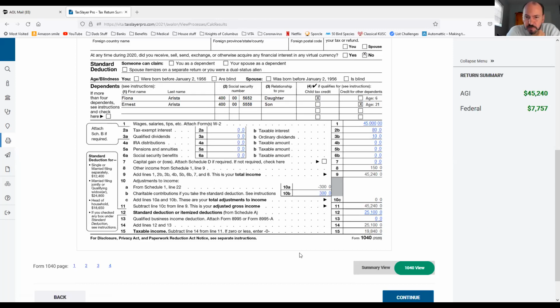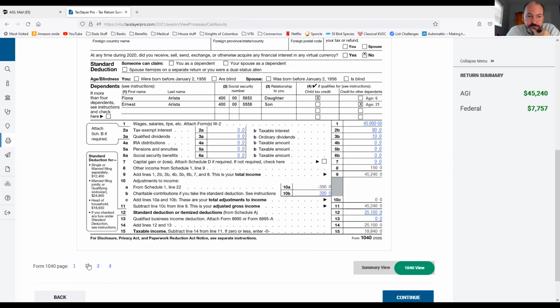Okay, so let's go back to what we do have. We do have the amount of what is called the AGI, adjusted gross income. And then we have a subtraction of $25,100. Now, I do know that a married filing joint or qualifying widower is $24,800. So that's the amount that it appears. Okay, so you subtract the amount of your standard deduction, you end up with your taxable income.